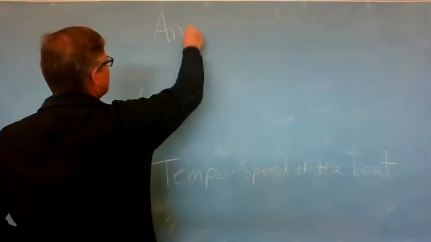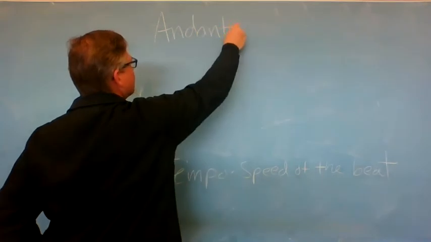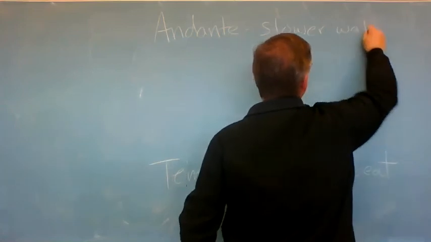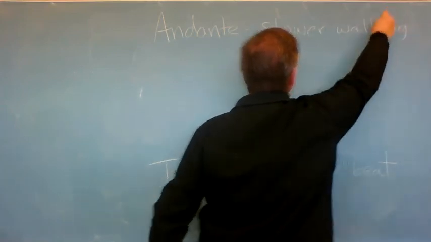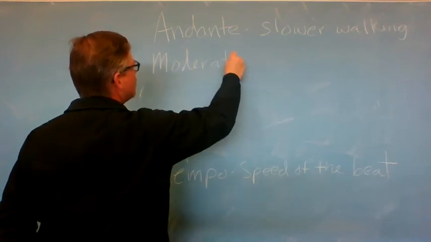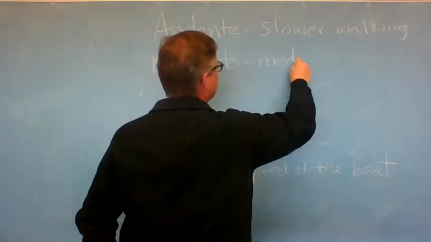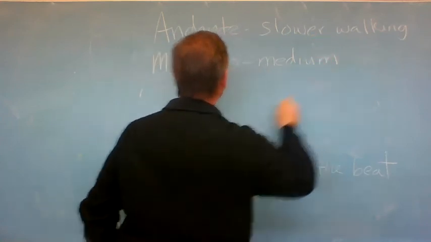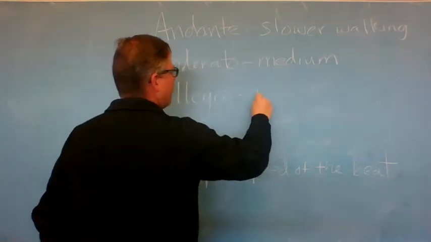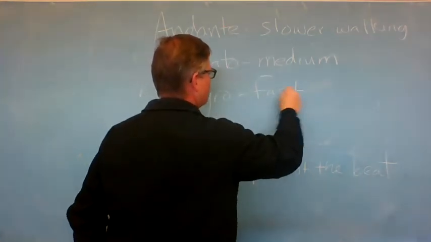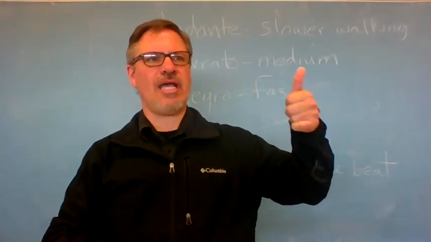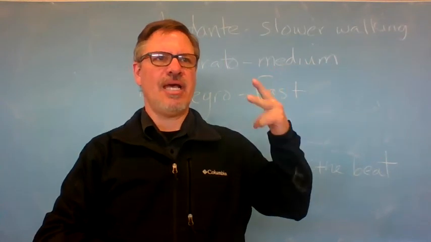Andante is the first. And that's the slower walking tempo. Then we have moderato, which means medium tempo. And then we have allegro, which means fast tempo. Okay? Andante, slower walking, moderato, medium, and allegro, fast.